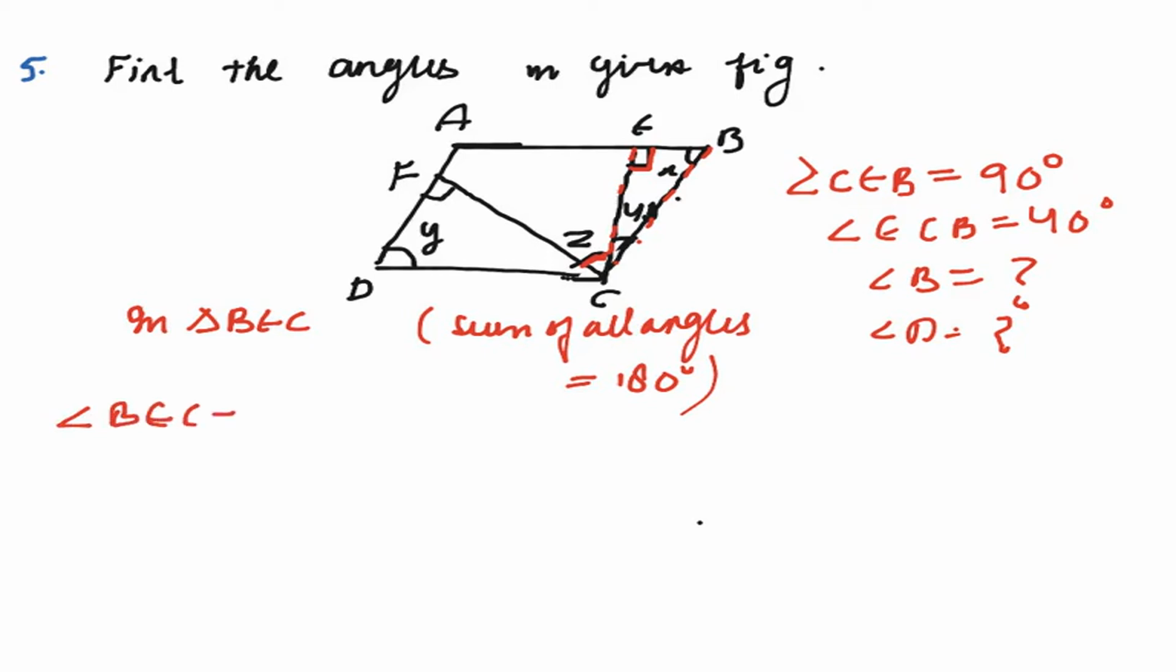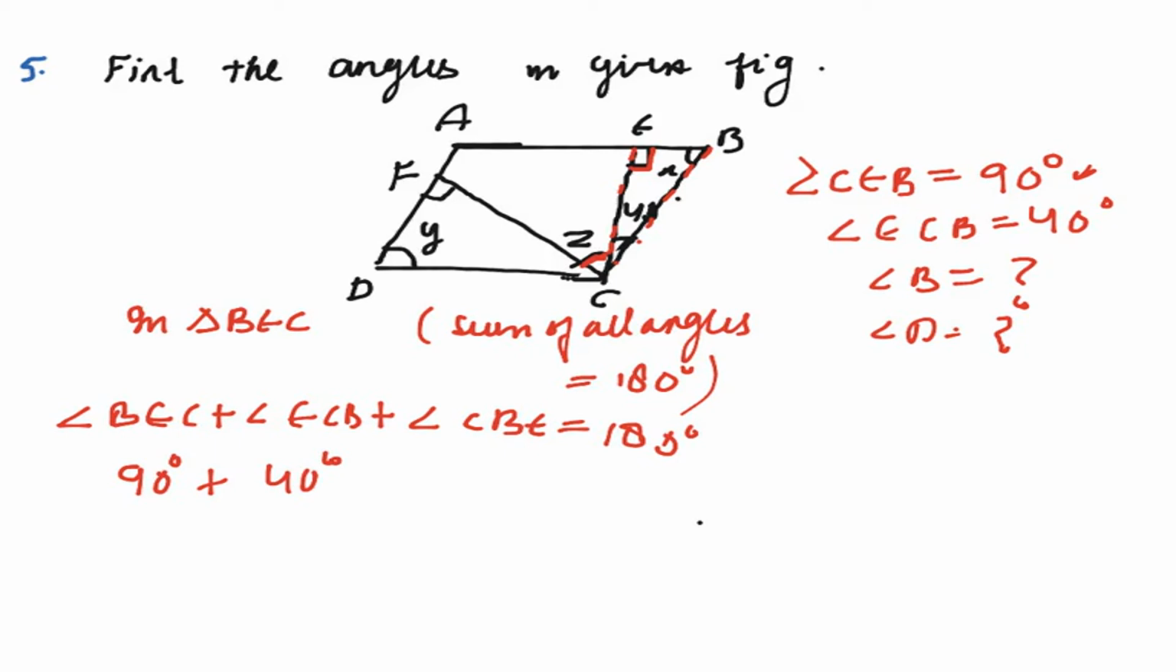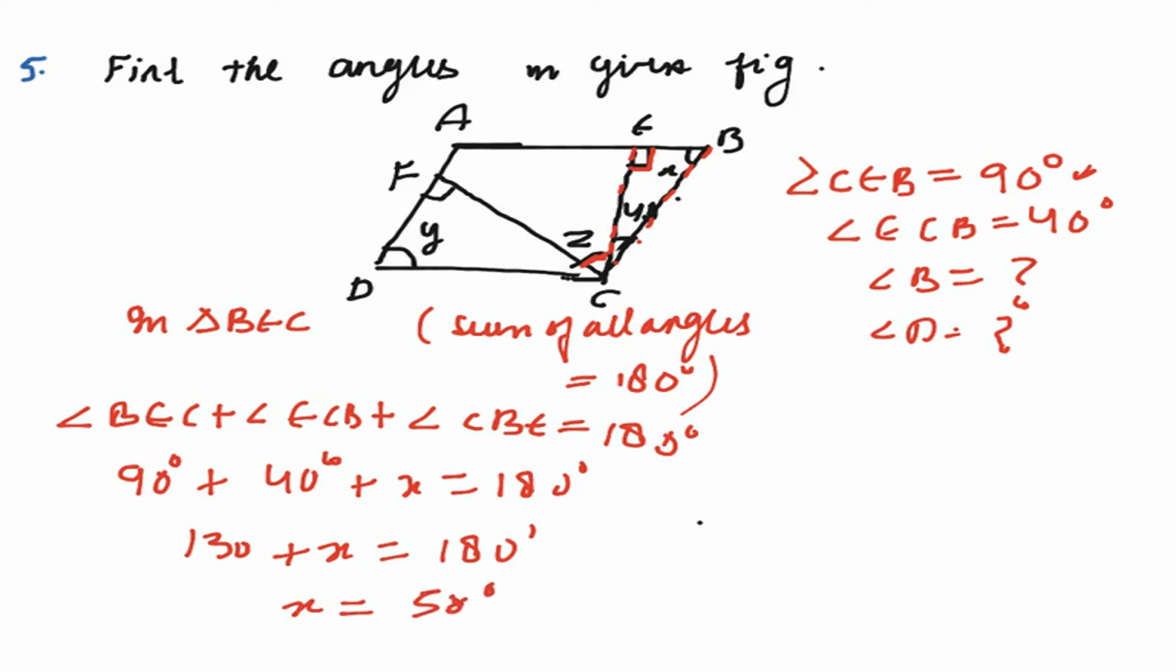So that means angle BEC, or we can write CEB, plus angle ECB plus angle CBE is equal to 180 degree, and we write over here angle BEC or CEB, how much they have? 90 degree, plus ECB we have 40 degree, and the angle CBE or angle B we have marked as X, that is equal to 180 degree. So from here 90 plus 40 is 130 degree, plus X equals to 180 degree. Now X will be 180 minus 130, that is 50 degree. So here we use one of the properties.